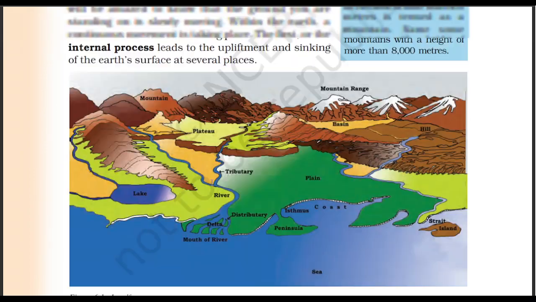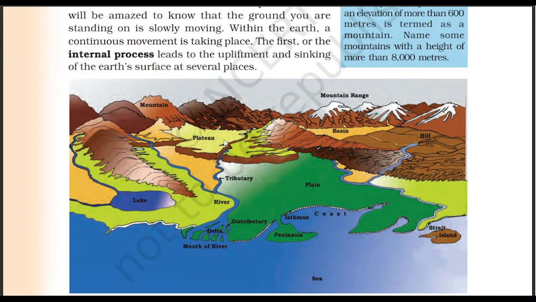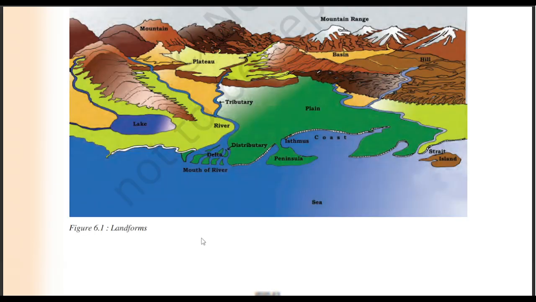You can see here plateau, mountain ranges, hills, plains, tributaries, rivers, delta, mouth of the river, isthmus, peneplain, peninsula, coast, strait, island, lake. These are all terms explained in the next portion of the chapter.